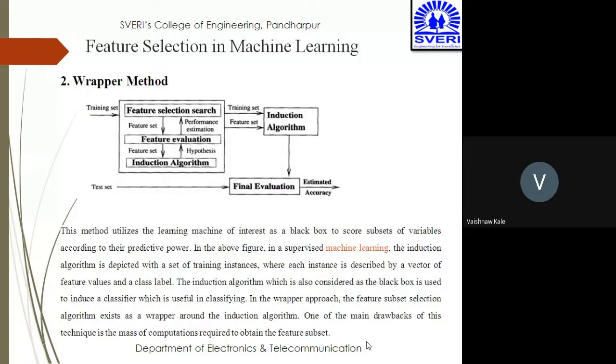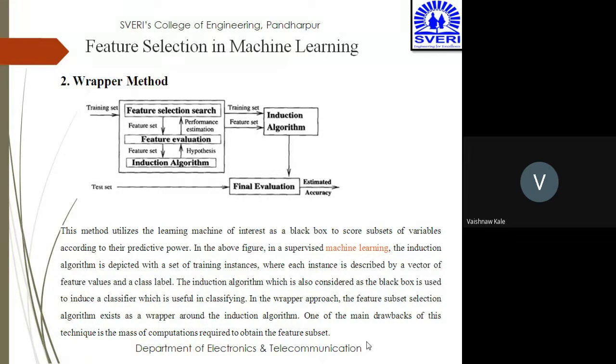Now the second method is the wrapper method. You can see from the block diagram, the wrapper method can be easily understood. You can see that there are two sets. One is a training set and the other one is a testing set. Training set is given to the feature selection search. फीचर सिलेक्शन सर्च करेगा, उसके बीच में वो फीचर सेट निकालेगा, फिर फीचर इवैल्यूएट करेगा और फिर उसके बाद फीचर सेट को वो इंडक्शन एल्गोरिथम को देगा.